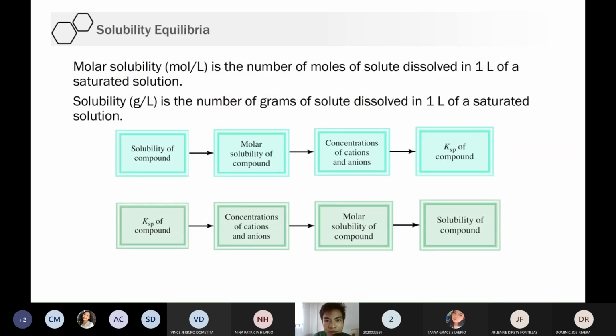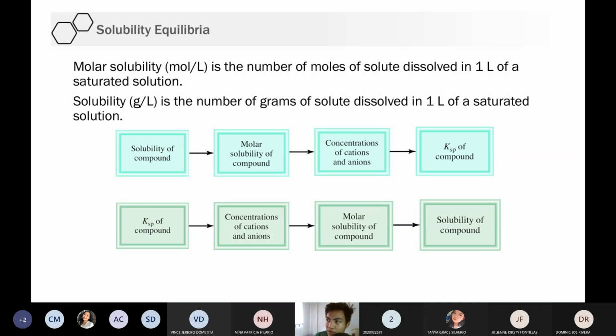Another term that we use to describe the solubility equilibria, other than the Ksp, is the molar solubility. The molar solubility refers to the moles of your solute dissolved in 1 liter of saturated solution. So basically, this corresponds to the equilibrium concentration of your ions after calculating for them. So, di ba, you have the K expression, and then you express them in terms of x? Whatever the value of x is, kung ano man yung equilibrium concentration, that is the molar solubility as well. And solubility refers to the grams of solute dissolved in 1 liter of a saturated solution.